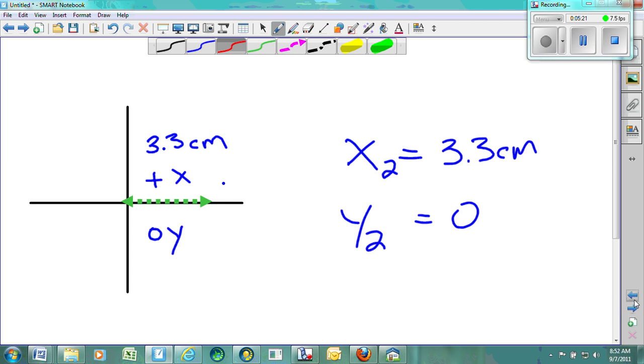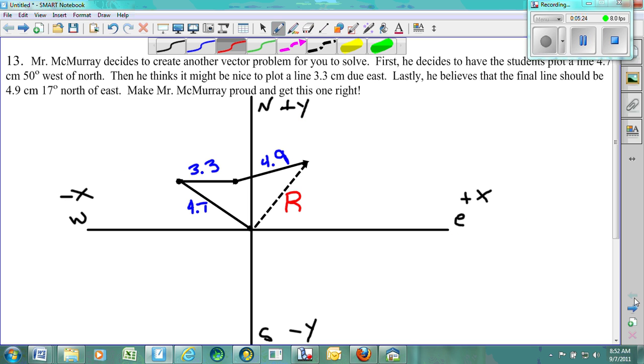Well, if all is good in the land of physics, then this line here, of course, should be the 6.3 centimeters. And if you measure the angle, it should be right about 45 degrees, and that's going to be north of east. And you measure it up, it should look right nice.